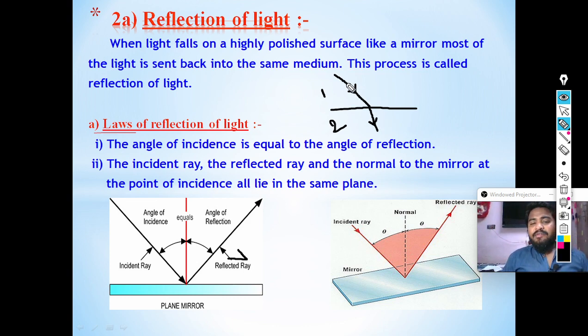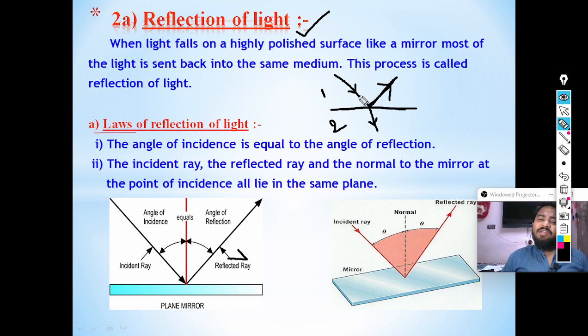The first one: when light falls on any surface, what happens? Some of the light reflects back, and some of it will enter into the other medium if that medium is transparent, right? The first phenomenon is called reflection of light. That means when light falls on any surface, it bounces back into the same medium, and this phenomenon is called reflection. Clear? I hope it's very clear, right?